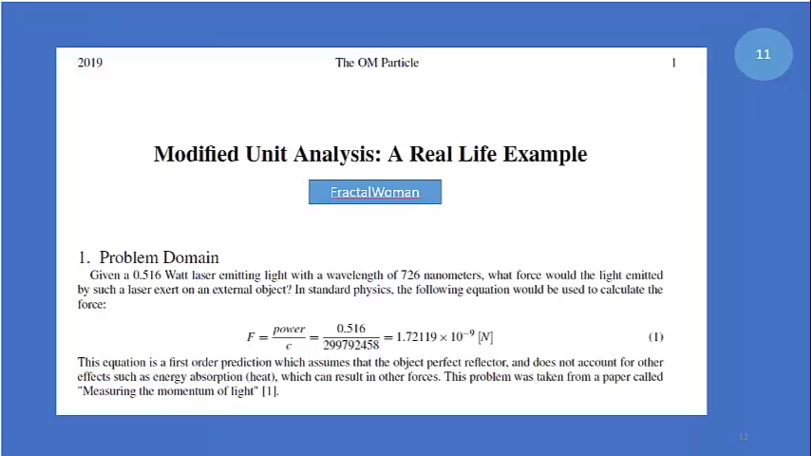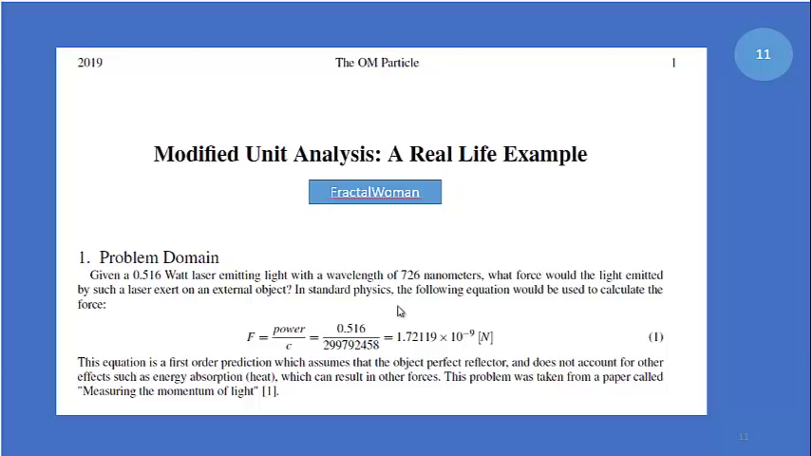In fact, I ended up writing my own paper, which I will link in the description, which shows how I use modified unit analysis to solve this problem. So here's the problem. Given a 0.516 watt laser emitting a light with a wavelength of 726 nanometers, what force would the light emitted from such a laser exert on an external object?